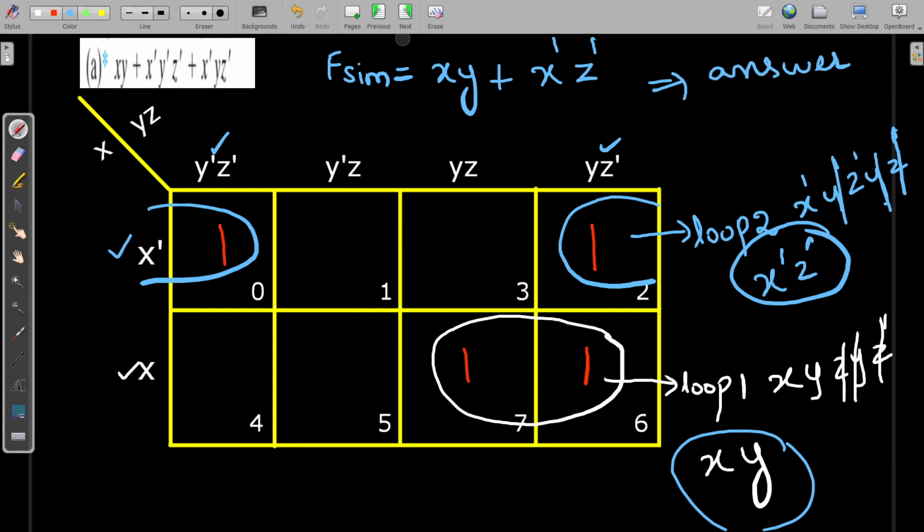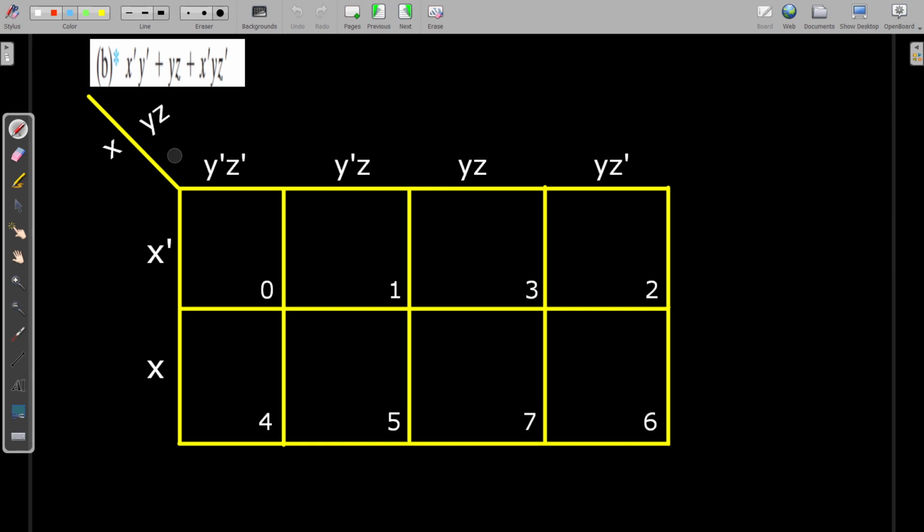Okay. Now we move on to the next problem, that is the B problem. There we have x'y' plus yz plus x'yz'. So now we have to place ones as a first step. For this x'y', it corresponds to this x'y'. So here you can place this, right?